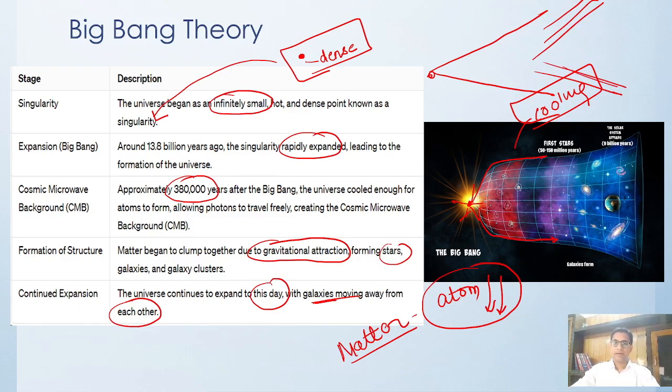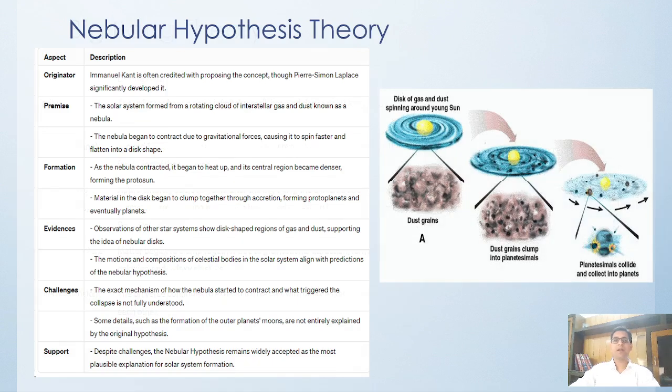Right, now we are moving towards the nebular hypothesis theory. It is yet another theory. It has been given by Immanuel Kant, and it was later developed by Laplace.